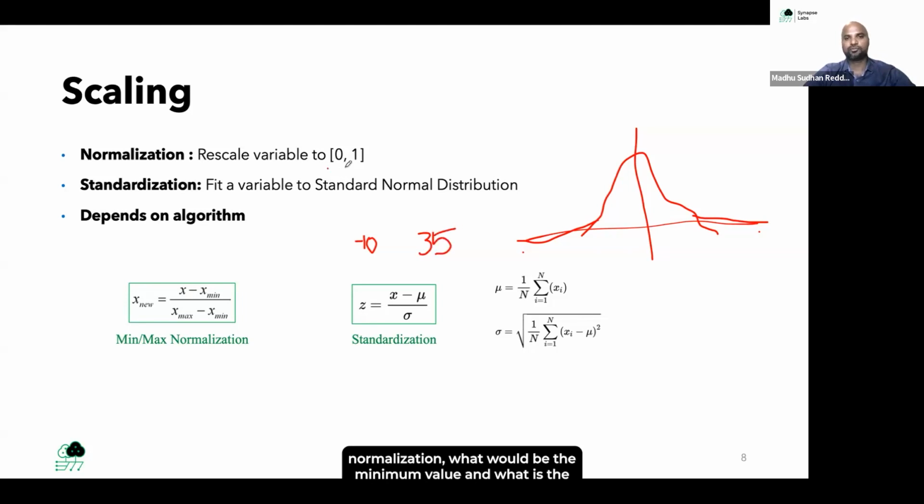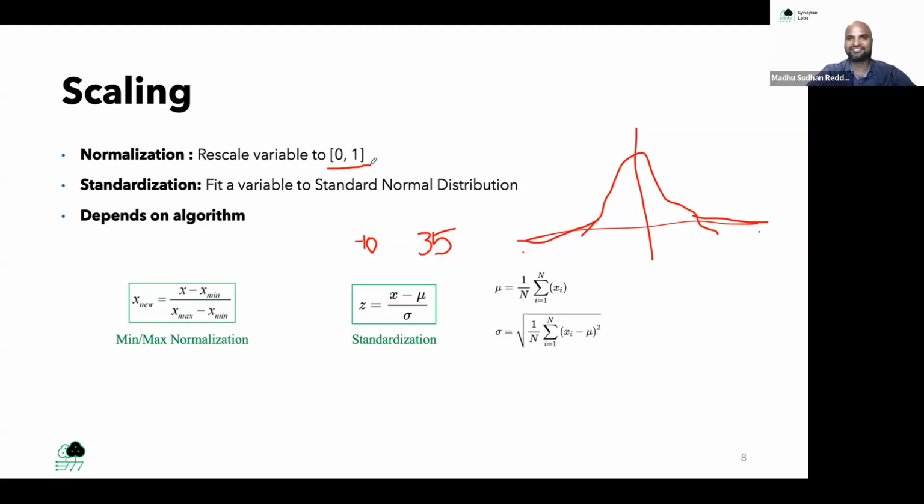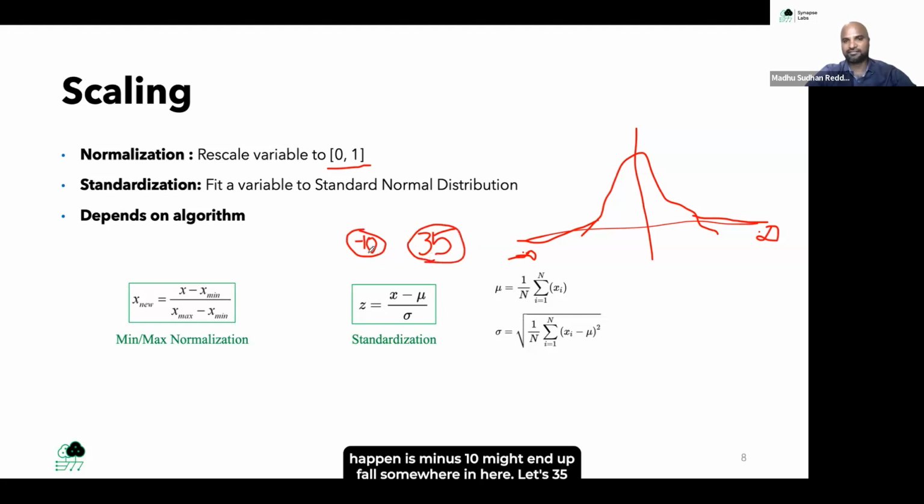Now, what will happen when you do the normalization? What would be the minimum value and what would be the maximum value? What would be the minimum value in standard normal distribution, and what is the maximum value? -1 and 1? Nope. Minus infinity and infinity, yes. These are the limits. Of course, minus 10 will not become minus infinity, and 35 will not become plus infinity. Minus 10 might end up falling somewhere in here, and plus 35 somewhere in here.